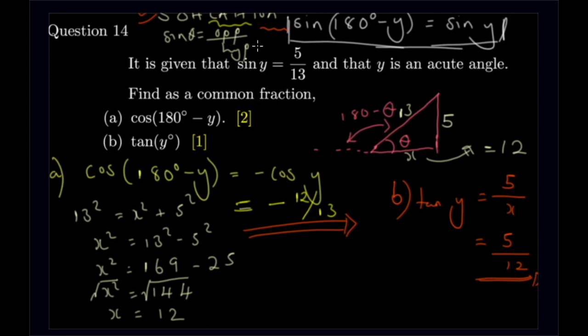So just remember these two, and also know your mnemonic for your trig ratios, and also know how to use Pythagoras theorem. If you fill it up, then you can find the ratio for sine, the ratio for cos, and the trig ratio for tan. Yeah, so let's move to question 15.